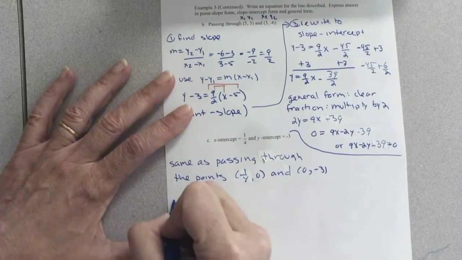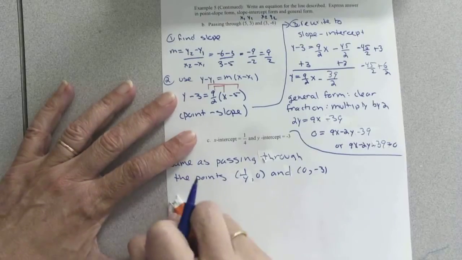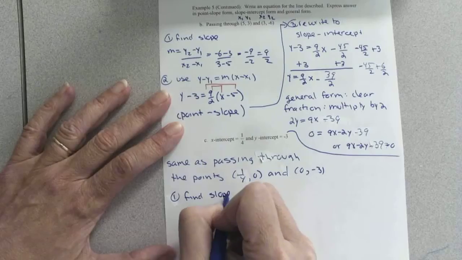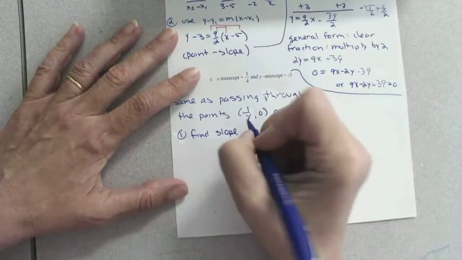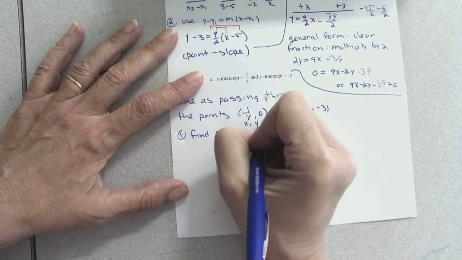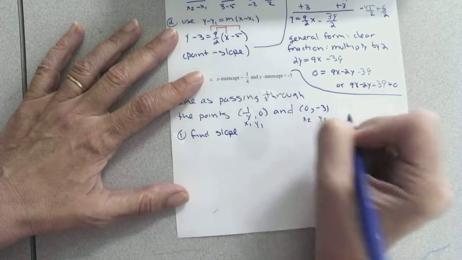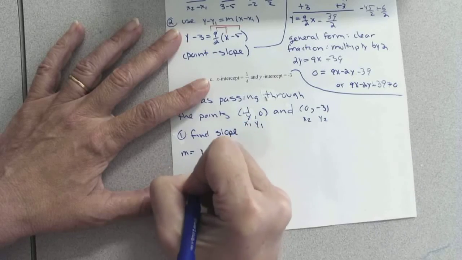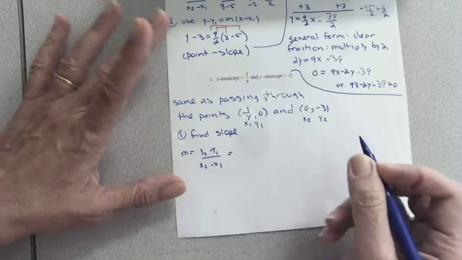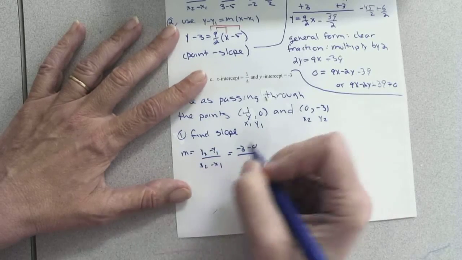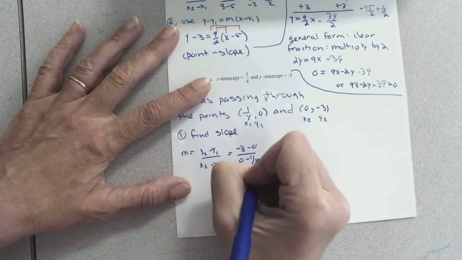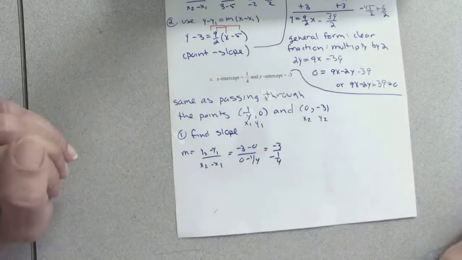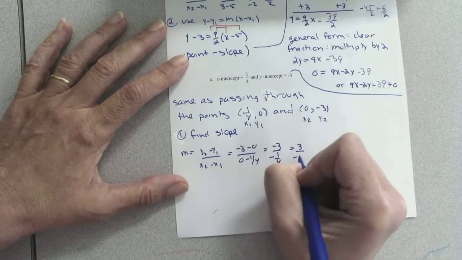We'll start with finding the slope. If you need to write x1, y1, x2, y2, do that. If you don't need to, don't. So y2 minus y1 over x2 minus x1. So we got -3 minus 0 over 0 minus 1/4, which gives me -3 over -1/4, or 3 over 1/4.